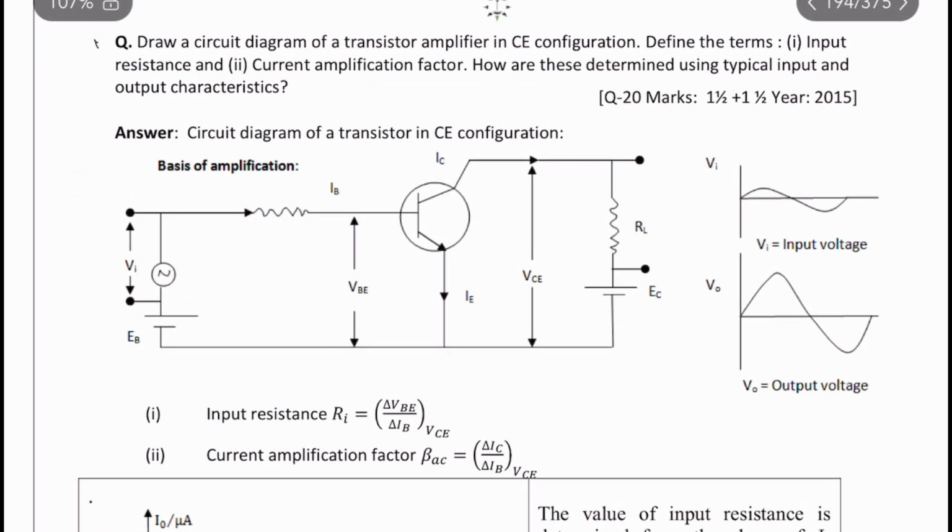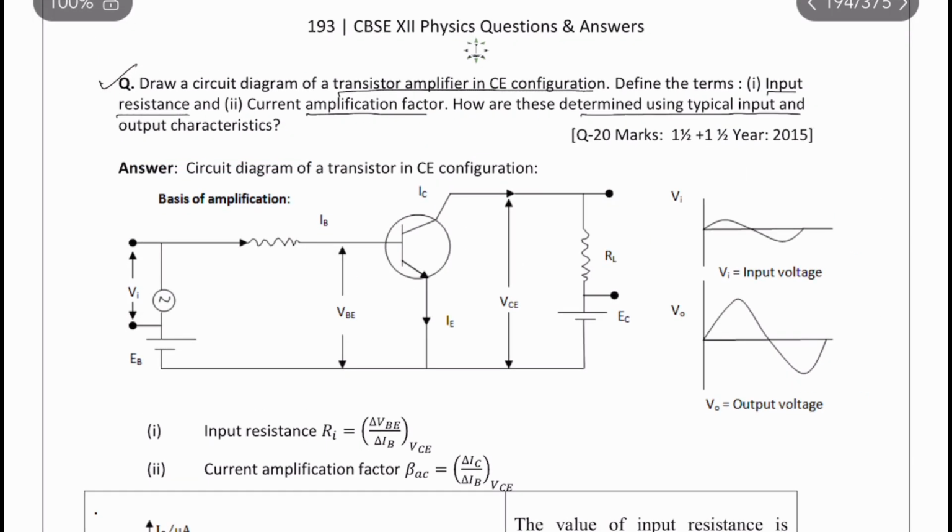Draw the circuit diagram of a transistor amplifier in common emitter configuration. Define the terms input resistance and current amplification factor. How are these determined using typical input and output characteristics? Okay, so let's do it. This is the circuit diagram in common emitter configuration. Okay, so let's see the circuit diagram.